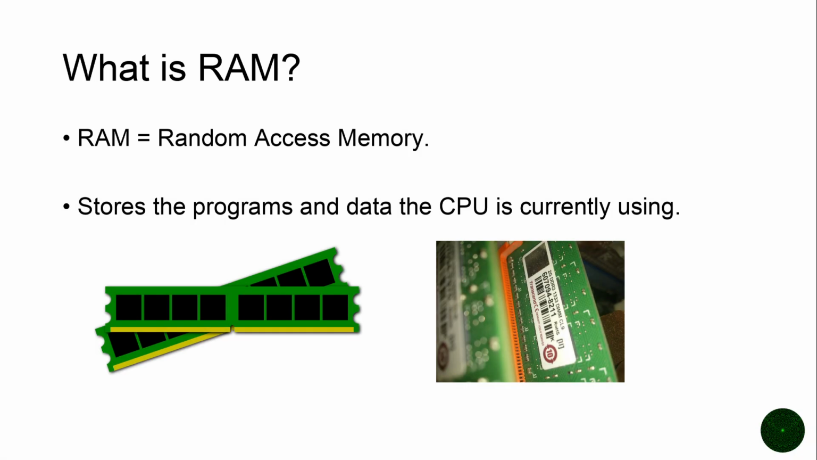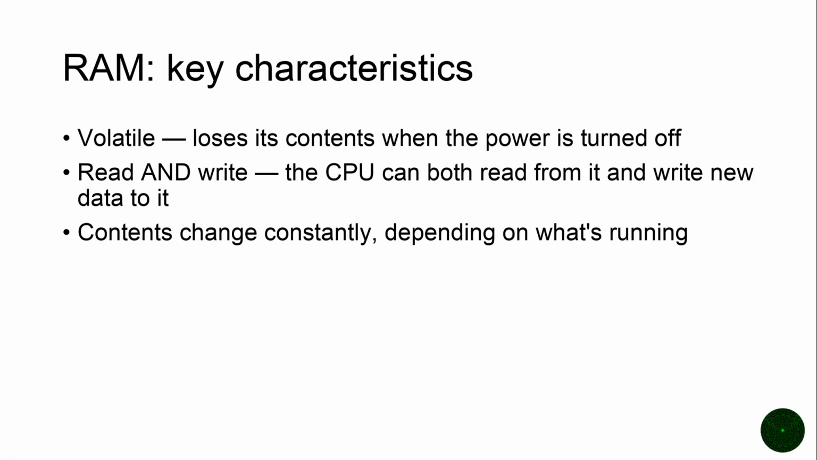RAM stores programs and data the CPU is currently using. Whatever program you have open right now, like a web browser or app or document, it's sitting in RAM. RAM is volatile and can have instructions and data read from or written to it. Hence, its contents are constantly changing, depending on what you're doing.